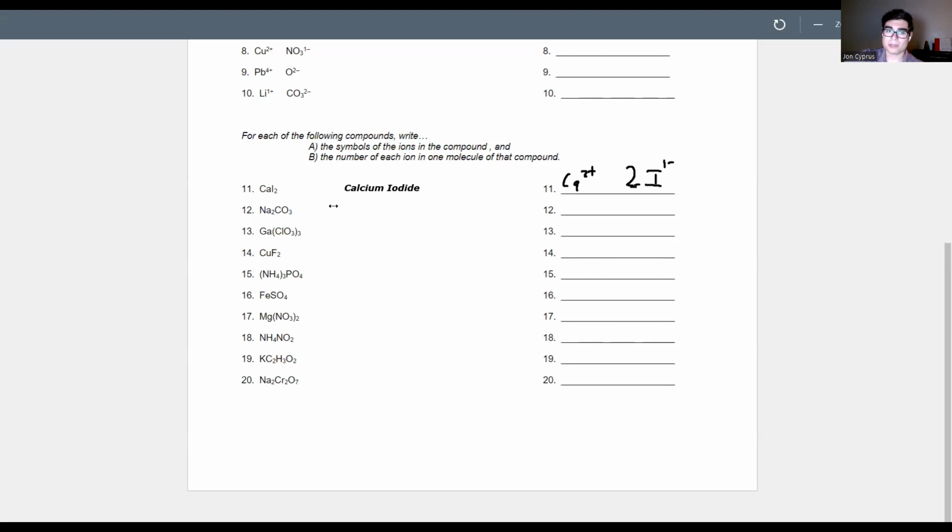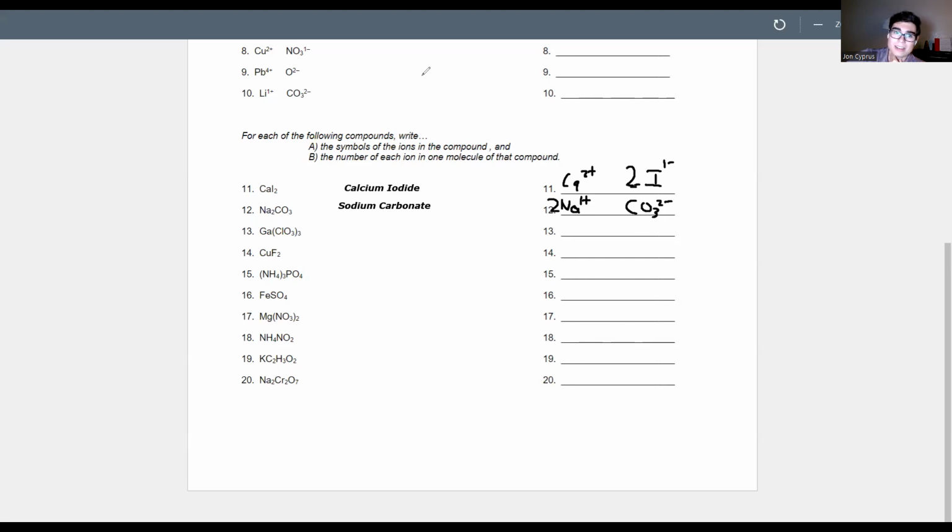12, we have sodium carbonate, Na2CO3. So this gives me Na1+, and there's 2 of them. And then I have 1 CO3, 2-. How did I know it was a 2-? Because there's 2 sodiums. You can also check your polyatomic ion sheet on Canvas, but there's also 2 sodiums. Sodium is always a +1, so there's 2 of them. The carbonate therefore has to be a 2-, since there's 2 sodiums.